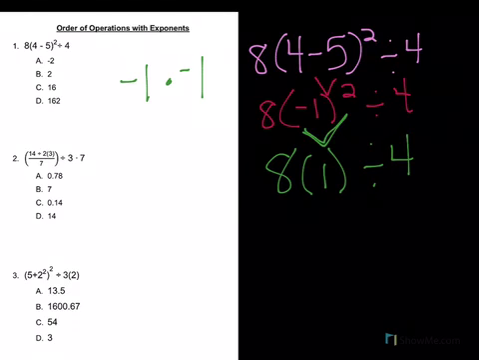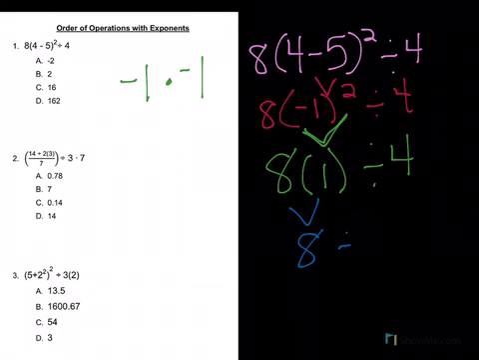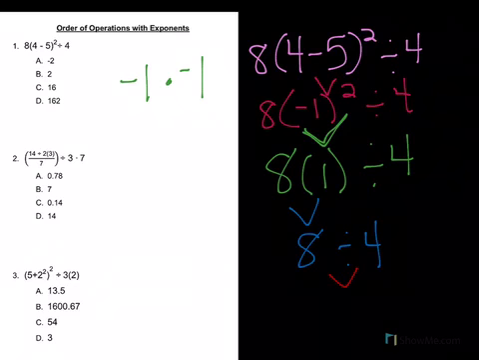And then you have 8 times 1 is going to be the next step. 8 times 1 is 8. And then the last step is going to be 8 divided by 4, and that is positive 2. So that's how you got 2 for number 1.